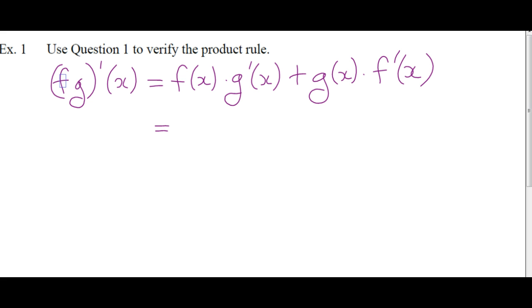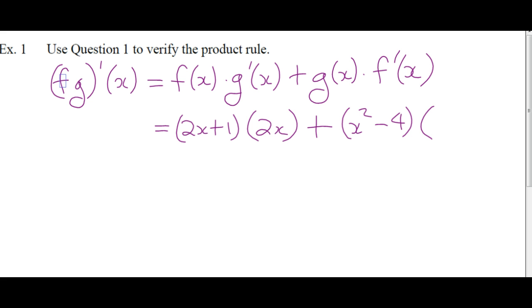All right, so f of x was what? 2x plus 1, right? So 2x plus 1. And g prime of x, so we worked this all out, everything's worked out up top. So what's g prime of x? 2x. Plus g of x. What's g of x? It's x squared minus 4 times f prime of x, which was 2.